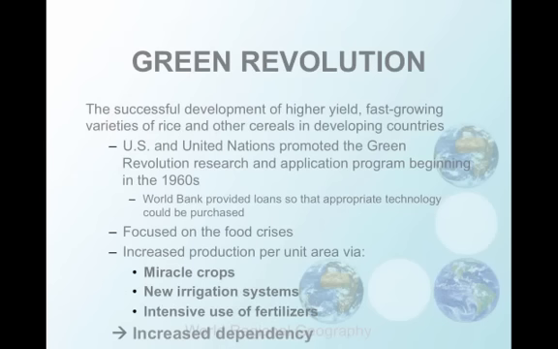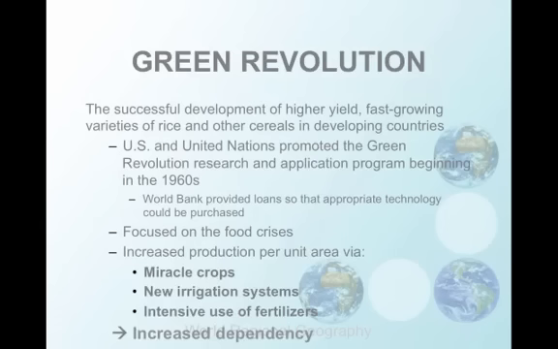The Green Revolution itself is the successful development of higher yield, fast-growing varieties of rice and also other cereal grains in developing countries. The U.S. and also the United Nations promoted the Green Revolution beginning in the 1960s. The World Bank, since this time, has provided loans so that appropriate technology could be purchased, and this is technology purchased by individual farmers and then also the various governments throughout South Asia.